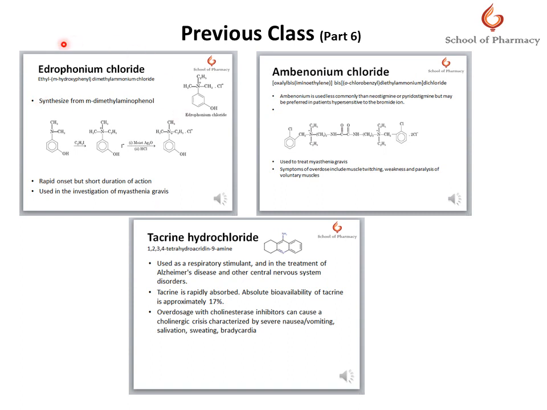Edrophonium chloride was a short-acting reversible inhibitor of cholinesterase, and these others were long or intermediate to long acting because they belong to the carbamate class.